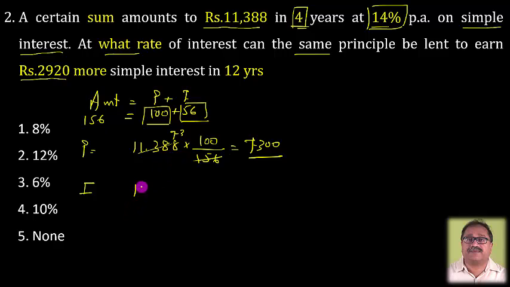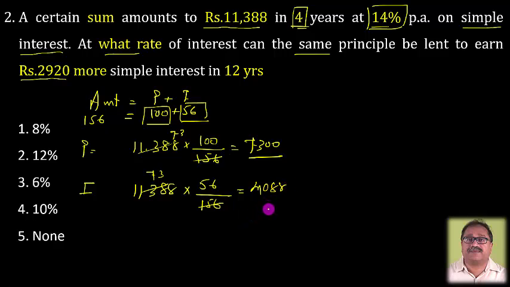So directly write down this 11,388 into interest is 56%, so I will write 56. Whatever I need, that should be in numerator. By, the given number is 156%, so divided by 156. This gets cancelled 73 times. 73 into 56, and that gives us 4,088.